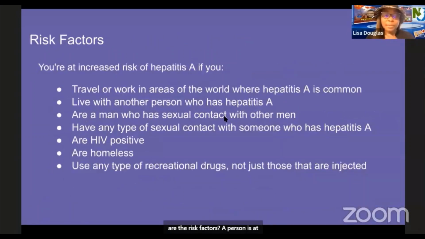So what are the risk factors? A person is at risk for hepatitis A if you travel or work in areas of the world where hepatitis A is common, live with another person who has hepatitis A, or are a man who has sexual contact with other men, have any type of sexual contact with someone who has hepatitis A, are HIV positive, are homeless, or use any type of recreational drugs, not just those that are injected.